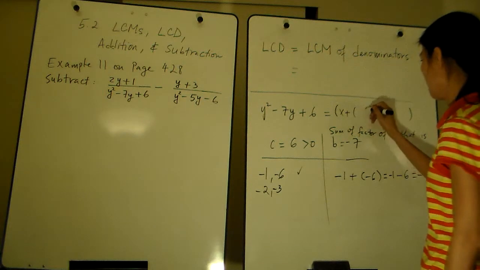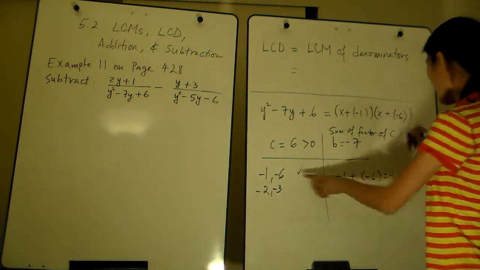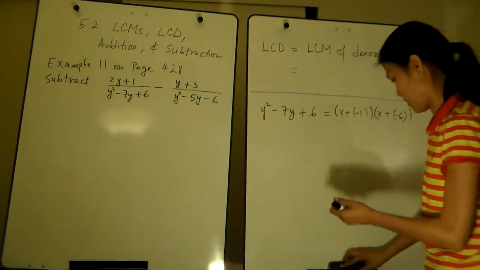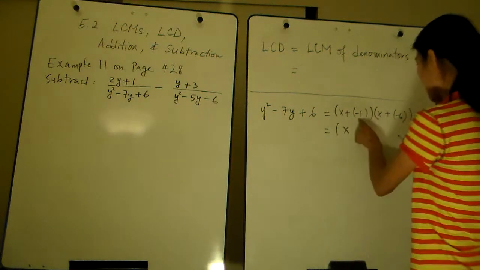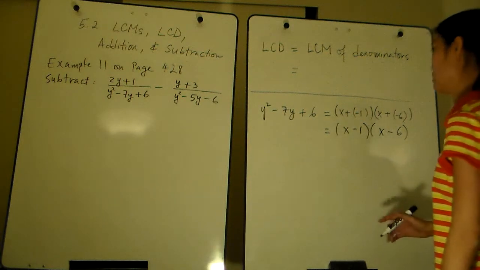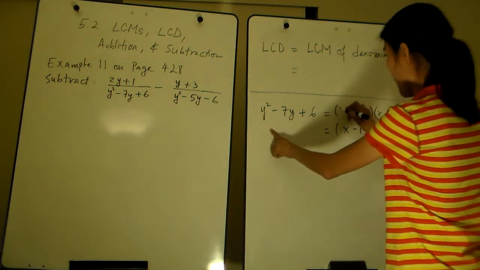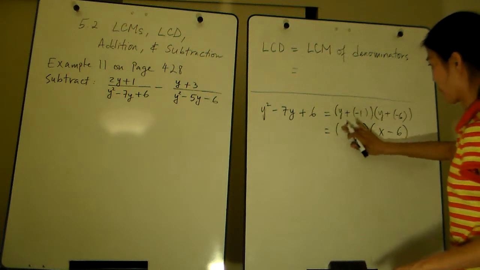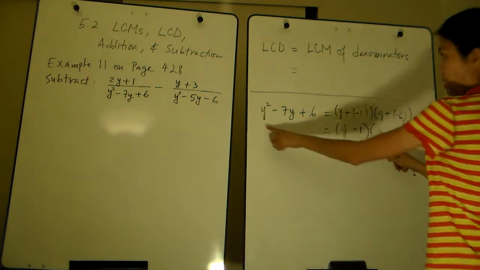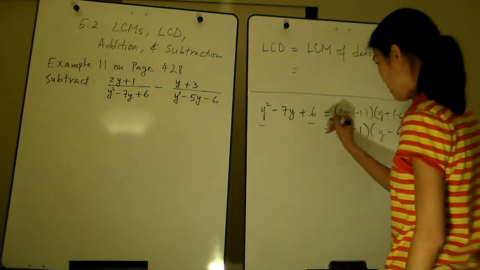So x plus first factor, x plus second factor. The first one is -1, the second one is -6. Simplify, you get x minus 1, x minus 6. You can test if you got the correct factors by multiplying. Sorry, it has got to be y, because this is in terms of y. So all of these have to be y. Y times y is y squared, so we get this term. -1 times -6 is positive 6. Yep, we got this term.